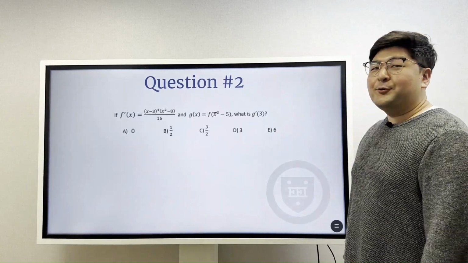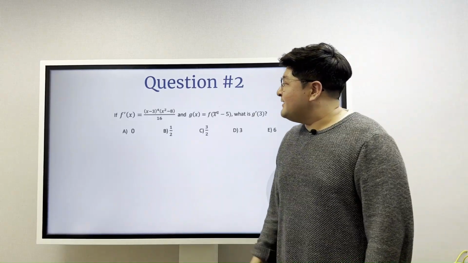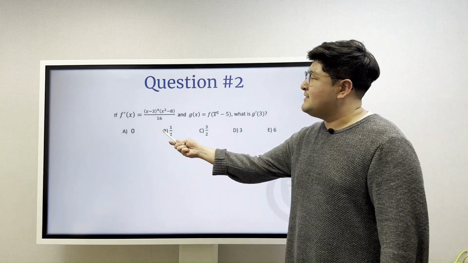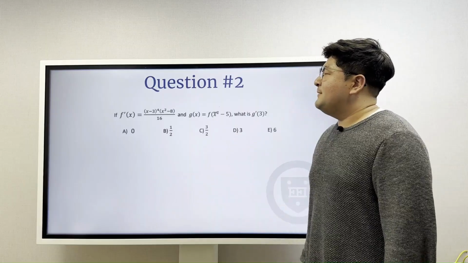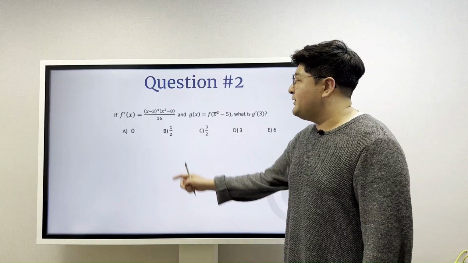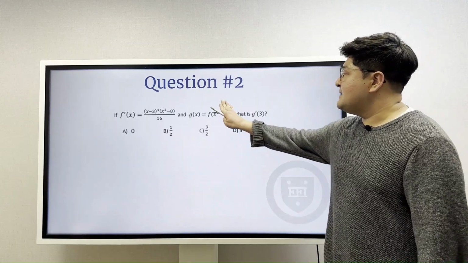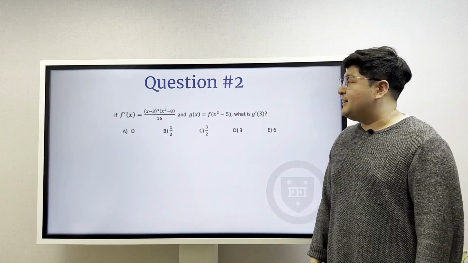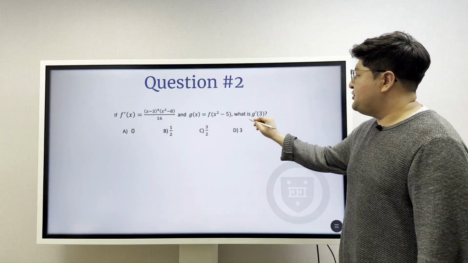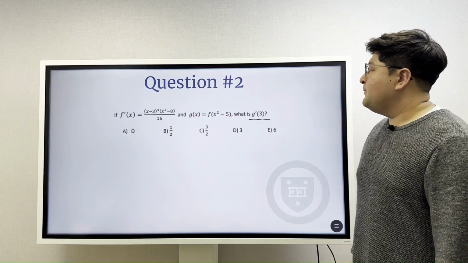All right, on to question number 2. Let's read it. It says, if f prime of x equals, we have x minus 3 to the 4th power times x squared minus 8, all over 16. They also give us that g of x is equal to f of x squared minus 5. And we have to find g prime of 3.